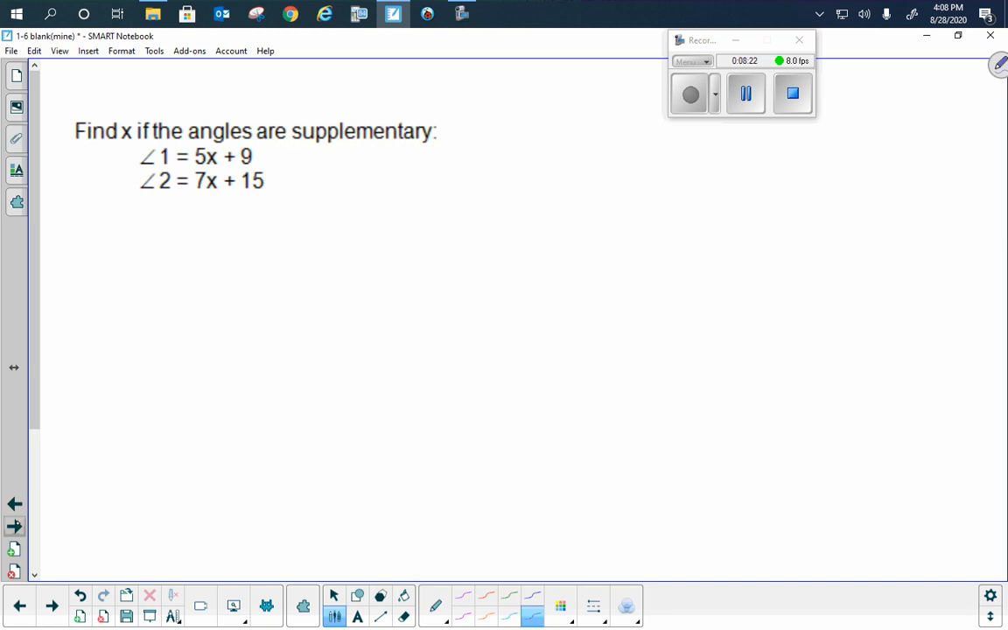So if I ask you to find x if the angles are supplementary, really the key is just knowing what that means. Supplementary, remember, means that these angles add up to 180. So if I have these two angles, angle 1 and angle 2, I know that if I add them, they equal 180. That means here's my equation: 5x plus 9 plus the 7x plus 15, angle 1 plus angle 2, equals 180. And even if you wanted to write above it, angle 1 plus angle 2 equals 180, that would work.